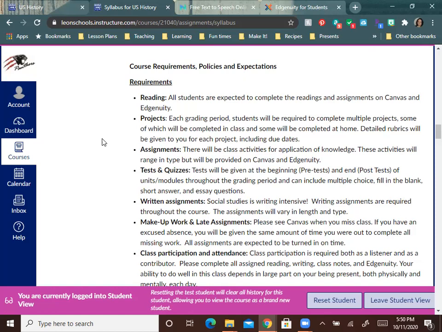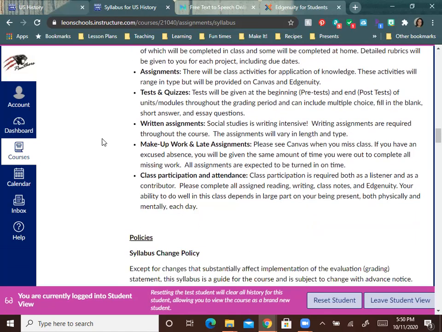Assignments: there will be class activities for application of knowledge. These activities will range in type, but will be provided on Canvas and Edgenuity. Tests and quizzes: tests will be given at the beginning, which are pre-tests, and the end, which are post-tests of units and modules throughout the grading period, and can include multiple choice, fill in the blank, short answer, and essay questions. Written assignments: we do writing in my class. We do a lot of writing because social studies is writing intensive. Writing assignments are required throughout the course, and these assignments will vary in length and type.